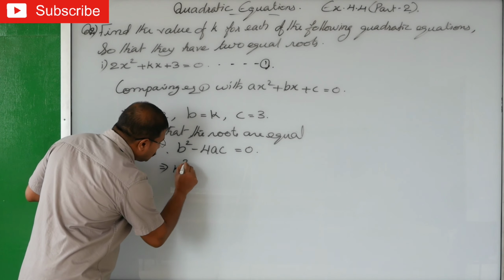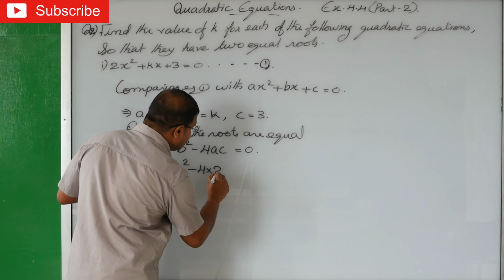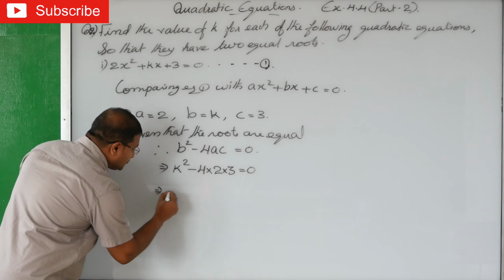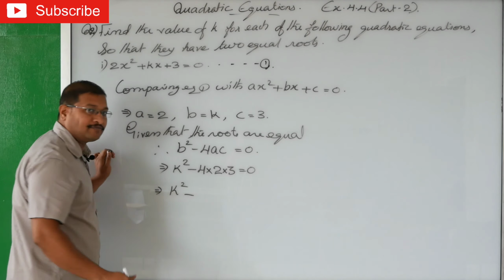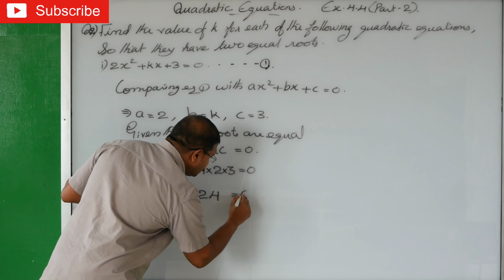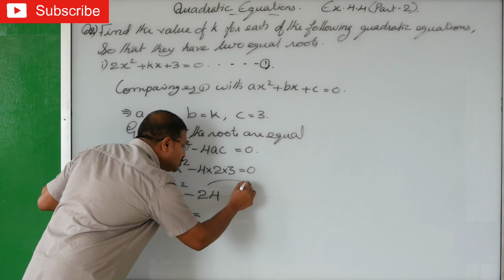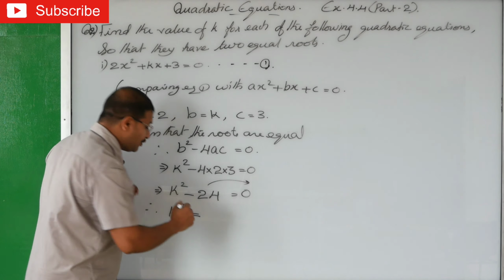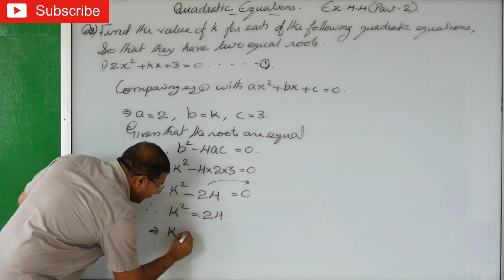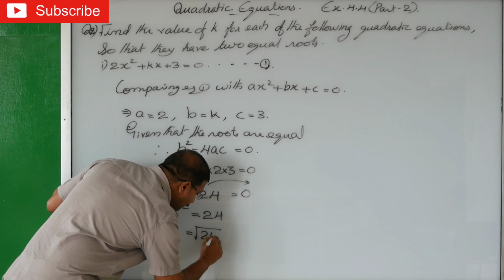That means we'll write k square minus 4 into a, which is 2, into c, which is 3, equal to 0. This implies k square minus 4 2s are 8, 8 3s are 24, equal to 0. Therefore, k square equals 24, the minus 24 goes to the other side as plus 24. This implies k equals, square goes to the other side as square root, that means root of 24.